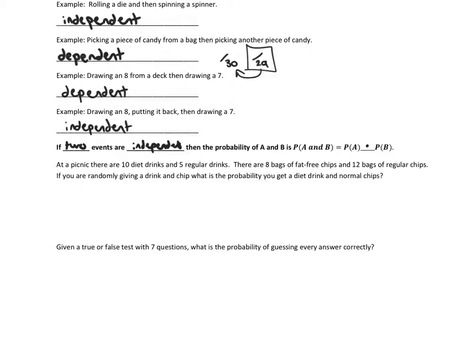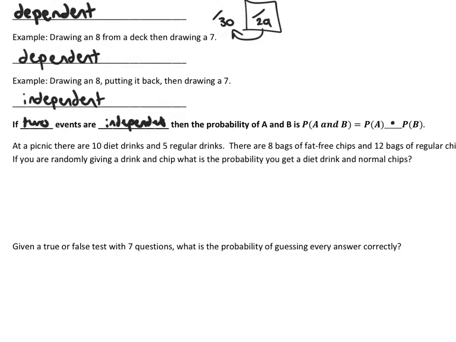So let's take a look here. At a picnic, there are 10 diet drinks and 5 regular drinks. There are 8 bags of fat-free chips and 12 bags of regular chips. If you're randomly given a drink and a chip, what's the probability that you get a diet drink and normal chips? So what we do is that there's 10 out of 15 diet drinks, right? Because there's 15 total drinks. So that's the probability that we would get a diet drink.